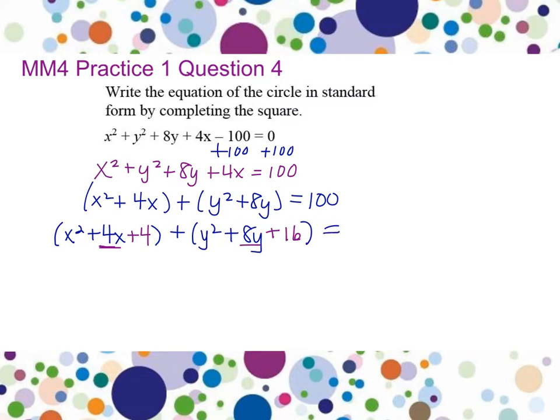Now, we have to be really careful because I can't just go adding numbers into equations. I have to balance my equation. And whatever I added on the left, I also have to add on the right. All right, so now in our next step, we're going to factor our trinomials and simplify the right side, and then we'll have our equation.